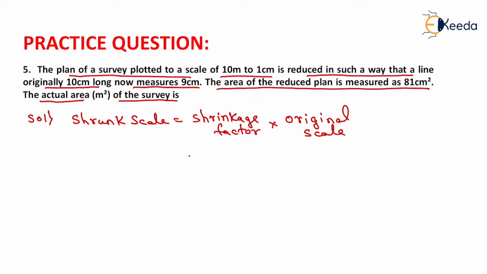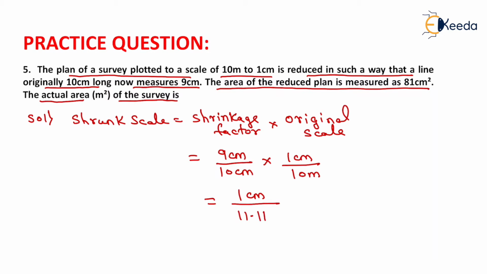Now shrinkage factor will be equals to the shrunk length upon original length. So shrunk length will be 9 centimeter and the original length will be 10 centimeter, and the original scale is given as 1 centimeter upon 10 meter. On solving this, the shrunk scale will be equals to 1 centimeter upon 11.11 meter. That will be the value of shrunk scale. Now we have determined the value of shrunk scale.